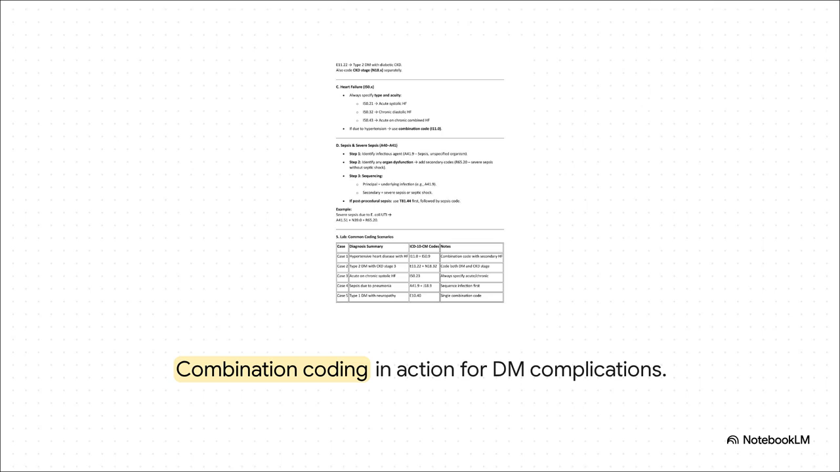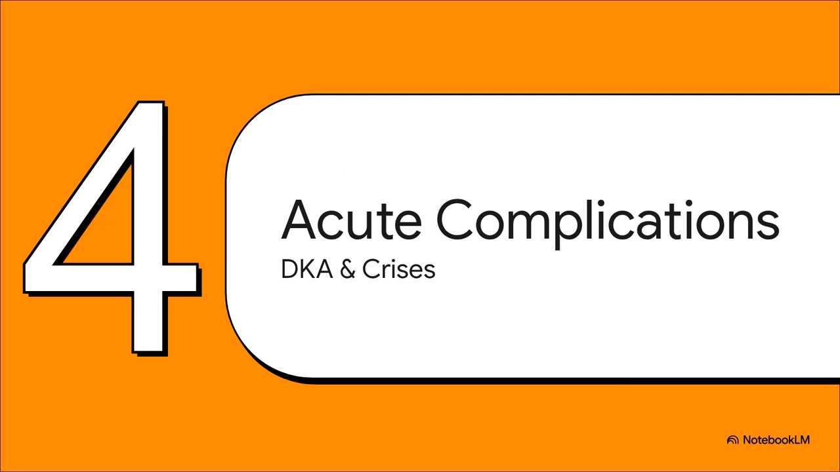Looking at some everyday clinical scenarios, let's focus on Case 2, Type 2 diabetes with CKD Stage 3. We use E11.22 for the diabetic chronic kidney disease, and then we follow our code also rule by adding N18.32 to specify its Stage 3. Or take a look at Case 5, Type 1 diabetes with neuropathy. That drops into a single, beautifully elegant combination code, E10.40. Let's turn up the heat a bit with Section 4, acute complications, focusing on DKA and hyperosmolarity.